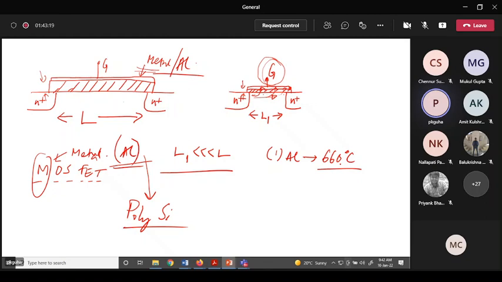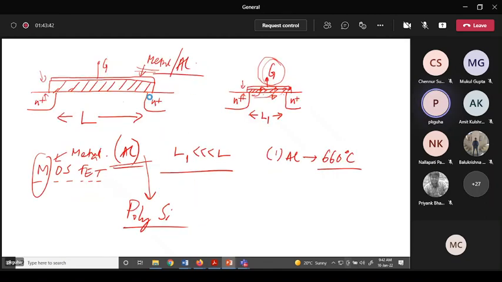Now if you use aluminium, it has to be done at the very last. You can't deposit aluminium first and then do other processes.